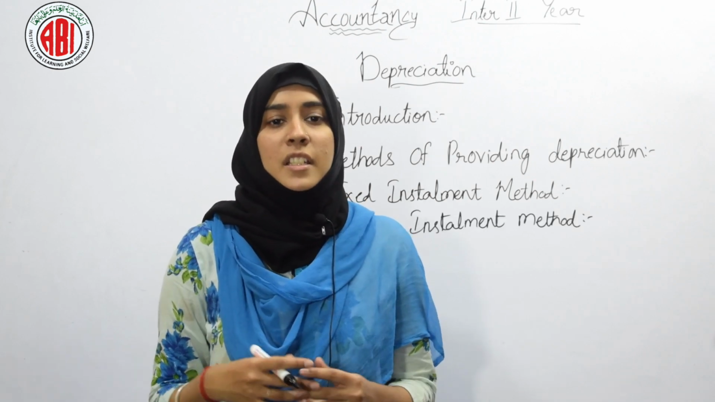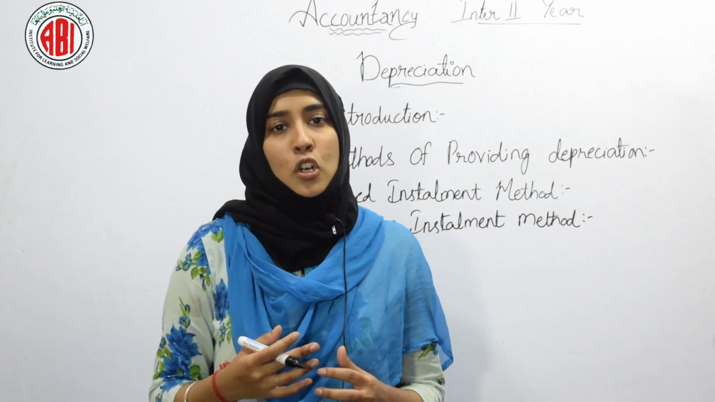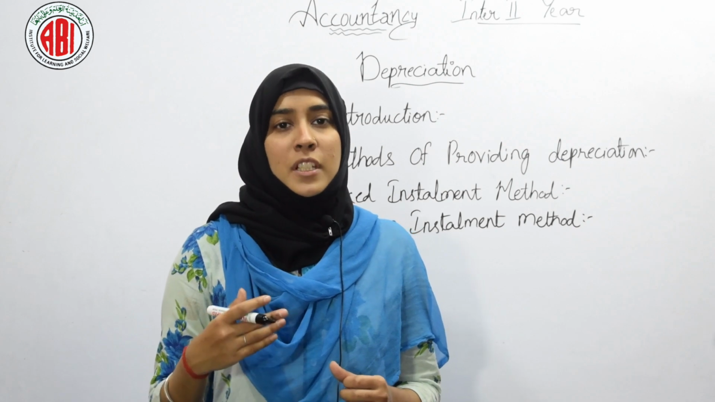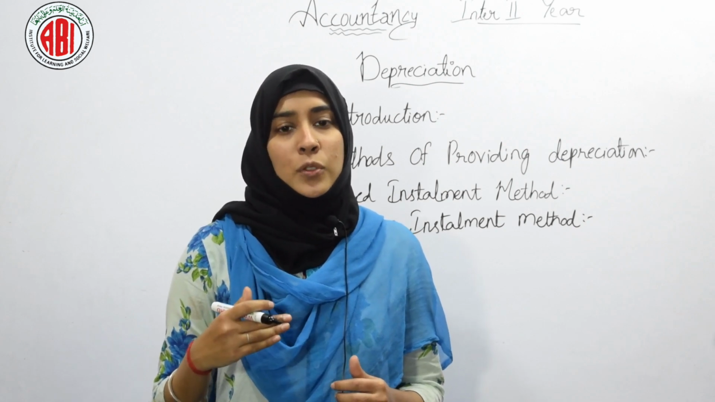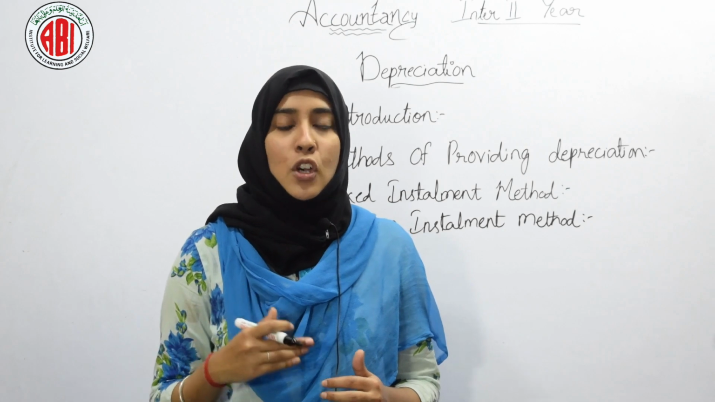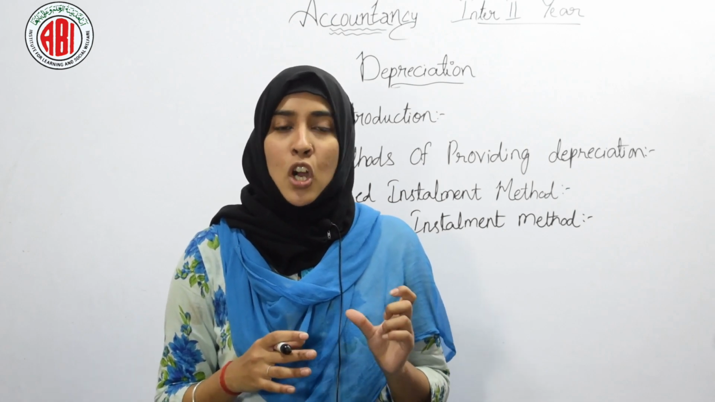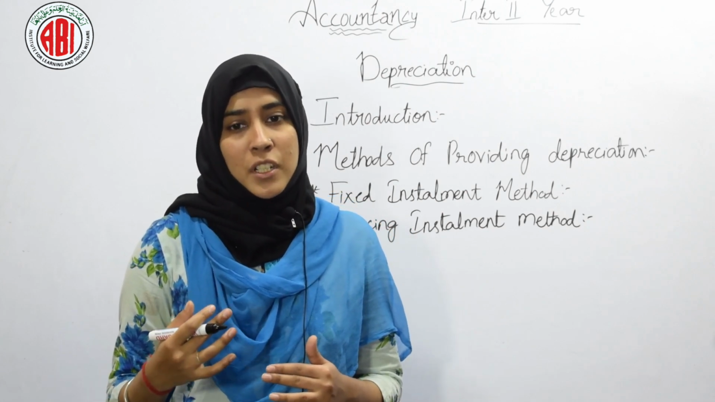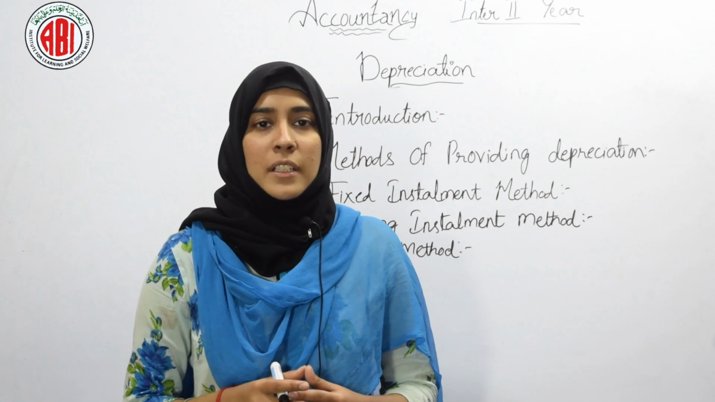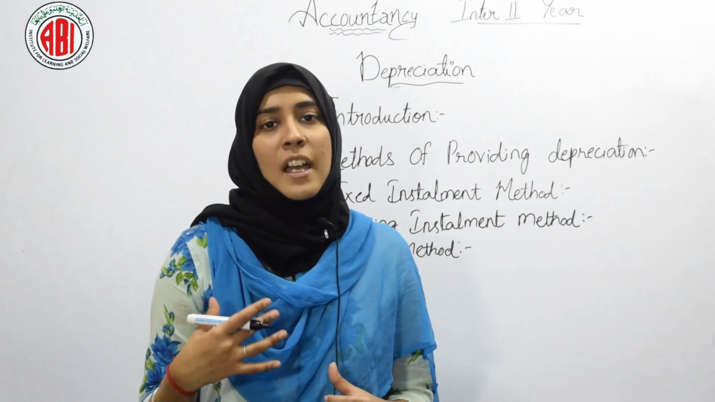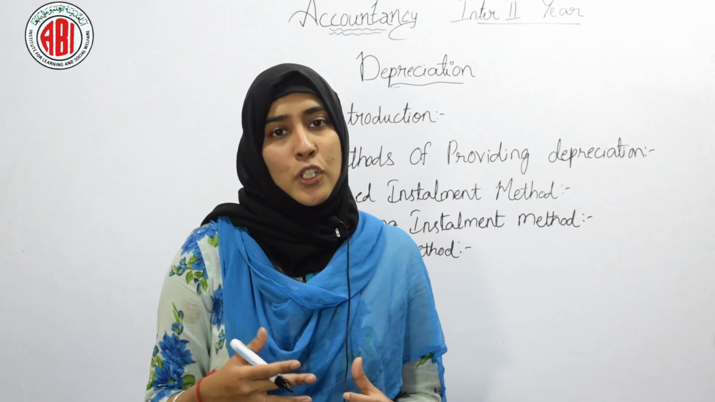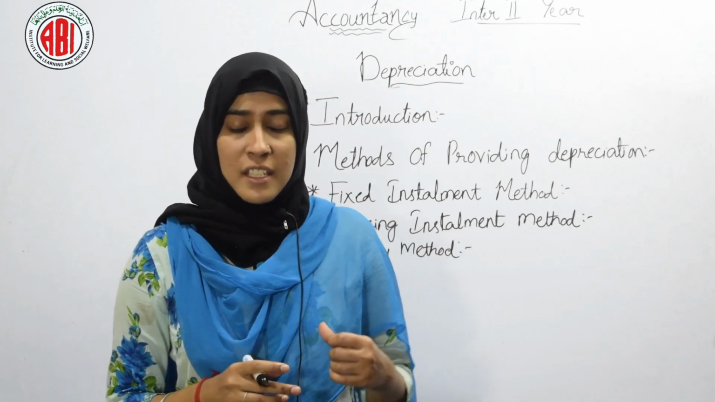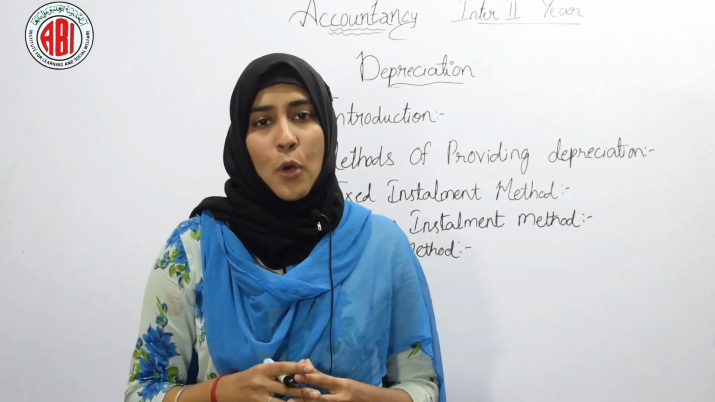The next method is reducing installment method, or it is also called the diminishing balance method. In this method, the depreciation value will decrease according to the usage or decrease in the value of that asset. So it is not consistent, and this method is suitable for plant, machinery, furniture, etc. Annuity method. Under this method, we have an annuity table and we have to use that table to calculate depreciation, and this method is suitable for leasehold property.